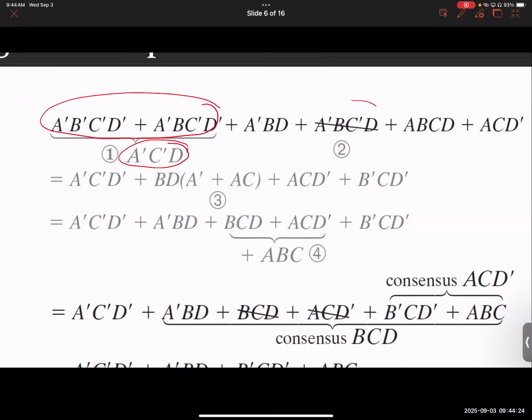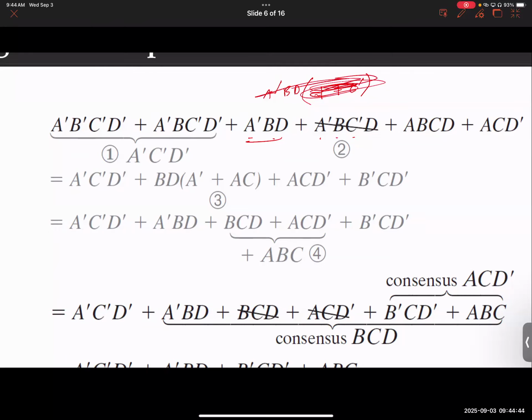Okay. Number 2. How about this? So there is a term called A prime B, C prime D. Okay? And this is A prime BD. So if I take A prime BD as common, I'm going to be left with 1 plus C prime. This is what I'm going to be left with. So 1 plus anything is 1 again. So just get rid of this. You are left with A prime BD. And this is apparently gone.